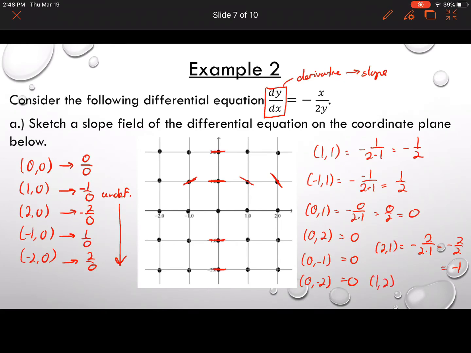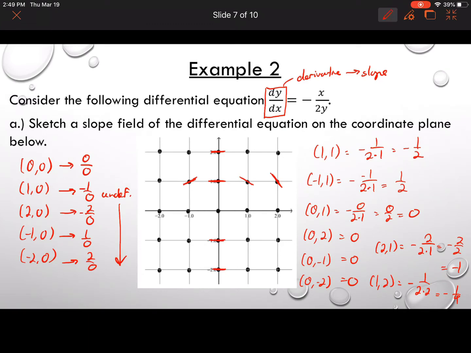1 comma 2. So 1 is for x, 2 is for y. So this gives me negative 1/4. So negative 1/4, now still negative, but even less. It's even less steep than 1 comma 1.